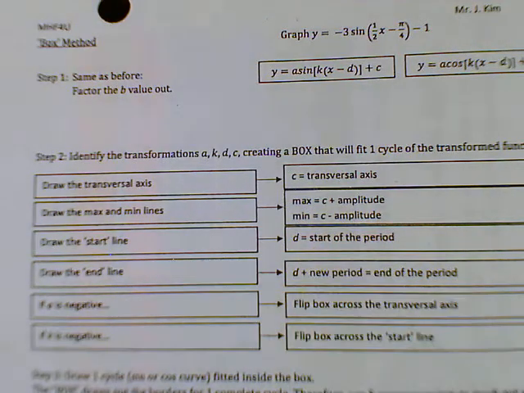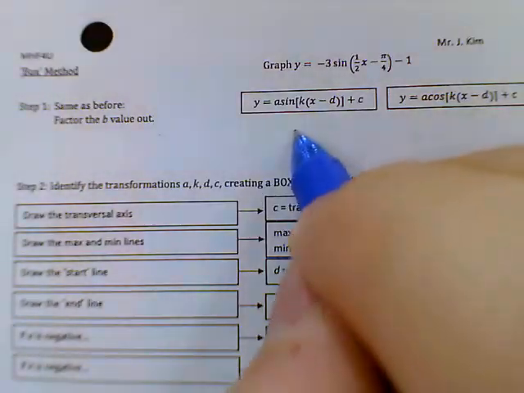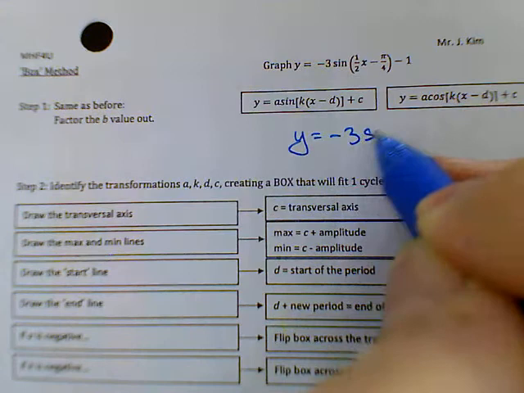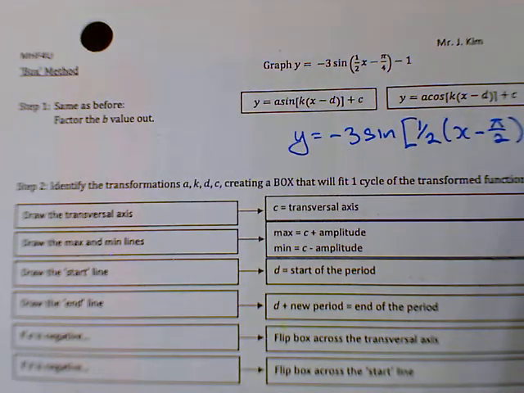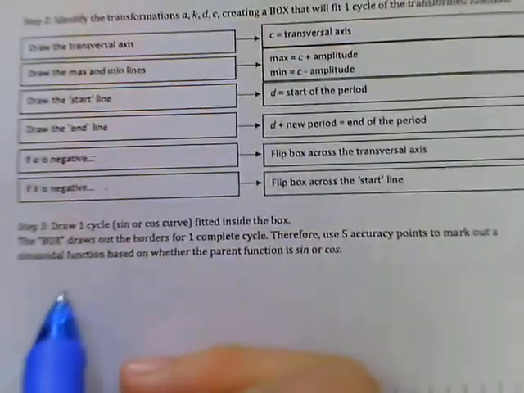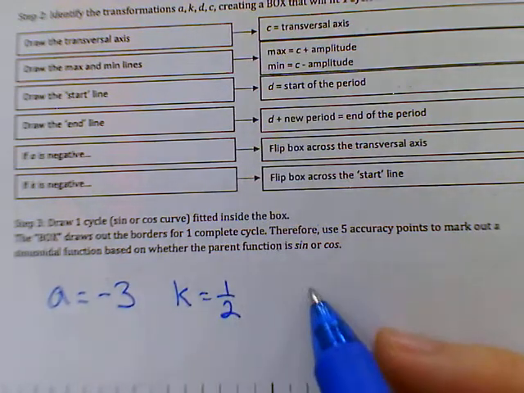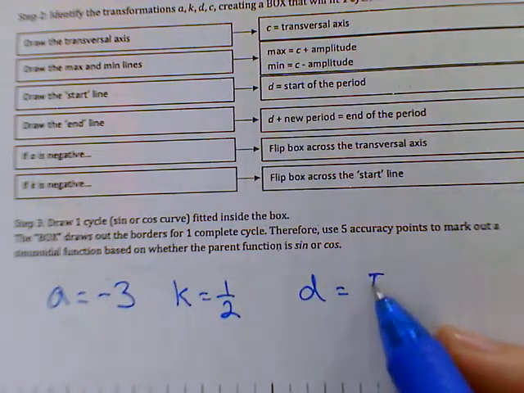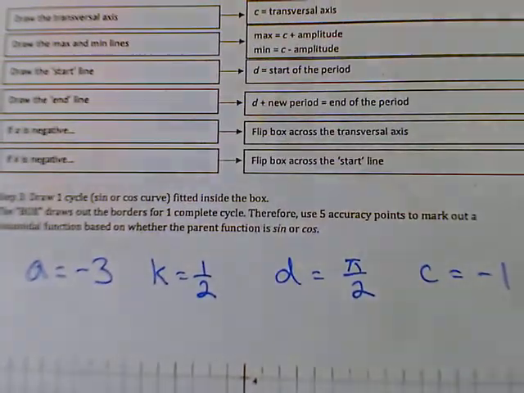Alright, box method. Same as before, I am going to rearrange this so that it shows me exactly what A, K, D, C is. And I'm going to write that down. A equals -3, K is a half, D is pi over 2, and C is -1.